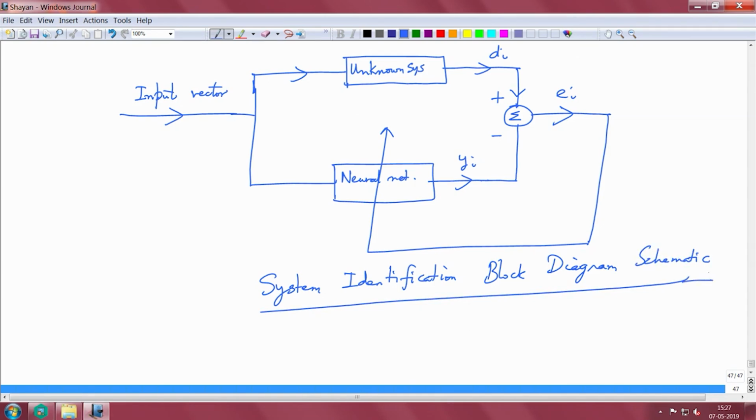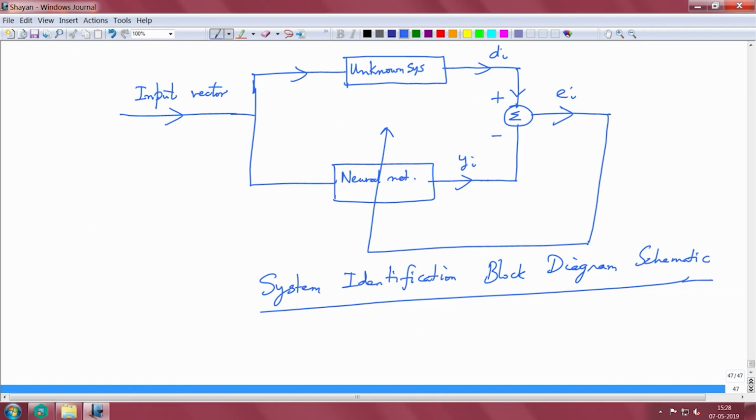Okay. So, this is a block diagram schematic of a system identification task. We have an input vector that is fed into an unknown system. We do not know how the system works; it is a nonlinear system. It gives us a desired response d sub i, and then we feed this input vector also to a neural network. This gives us a response y sub i. We take the difference between d sub i and y sub i, that gives us the error signal, and a function of this error signal through the objective function is what drives the adaptation of this network.